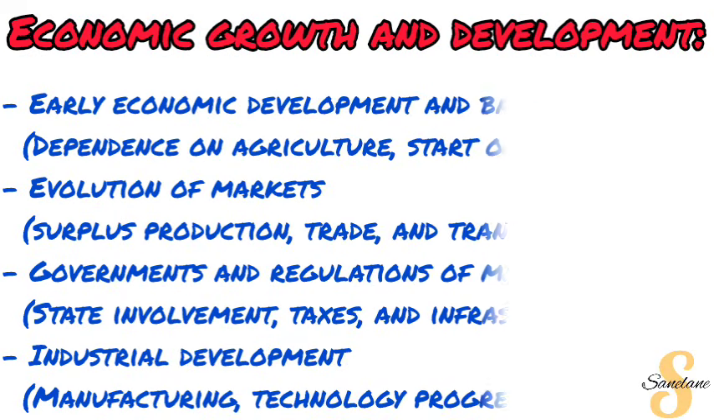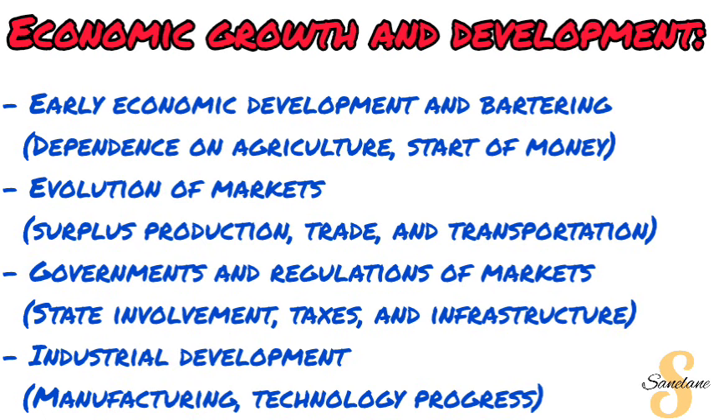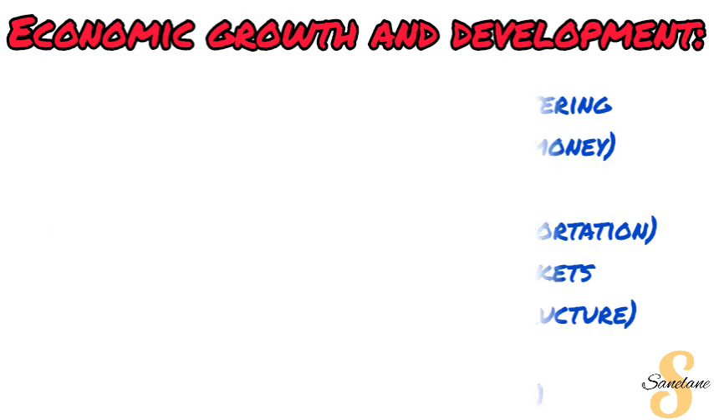Economic pursuits is the second main topic. Under it, you have to cover economic growth and development, which also includes globalization. For this one, I would recommend that you take a screenshot because it includes quite a number of things. We are looking at early economic development, the evolution of markets, the government and the regulation of markets, as well as industrial development. Under each one of those, you can see we have some things that are included in there, so take a screenshot.